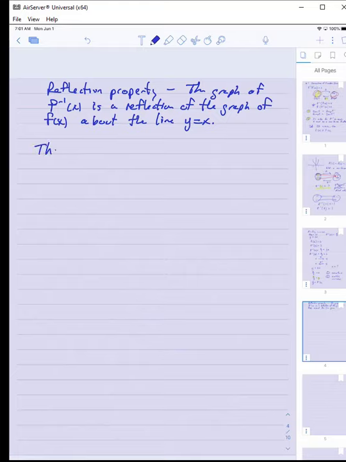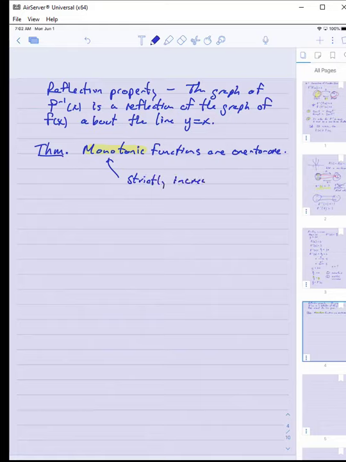Okay, let's move on to the first theorem that might be a little something new. Theorem: monotonic functions are one-to-one. Okay, what do I mean by monotonic? Just in case you haven't heard that word before, monotonic means strictly increasing or strictly decreasing.